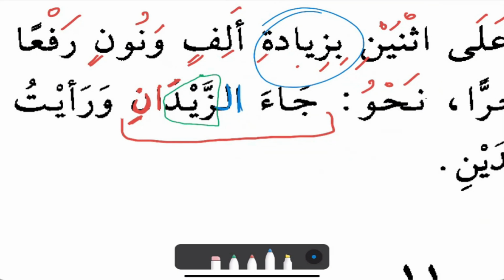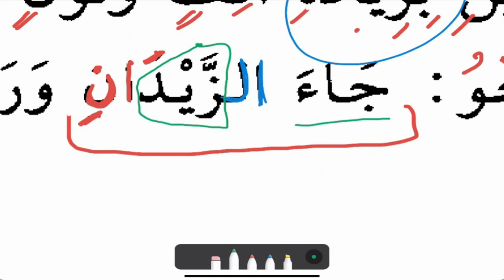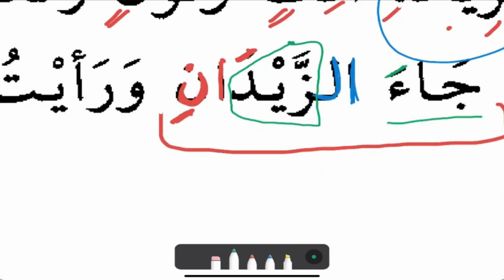So let's do the i'rab for this sentence. Ja'a. فعل ماض, past tense, verb. مبني على فتح, built with a فتح. الزيدان, فاعل. الزيدان is the doer. مرفوع has to be مرفوع because he's the doer. He's a فاعل. The rule of the fa'il is that the fa'il is marfu'. So he's marfu' because he's the fa'il. Yani nominative. Yani subject of the sentence always nominative. وعلامة رفعه ألف. And its sign of rafa is an alif. English doesn't have a sign for the nominative case though, outside of the pronouns, except the word order.